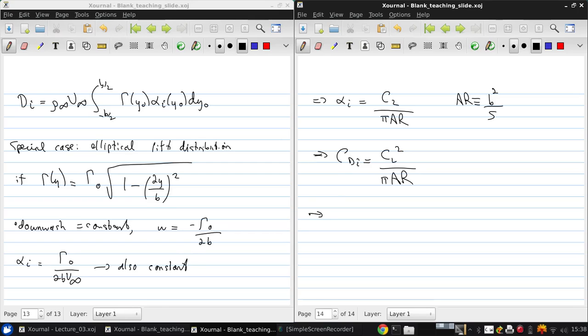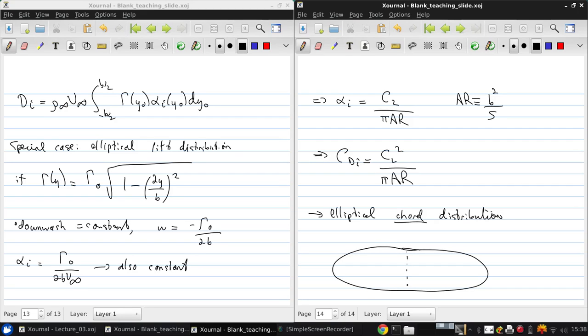Finally, how do we actually achieve this elliptical lift distribution? We get it by actually having an elliptical chord distribution. So a top view of the wing would look something like this. And the aircraft that comes to mind that most closely approximates this sort of airfoil geometry is the Spitfire wing. Next time, we'll start looking at what happens if we have any other kind of lift distribution.